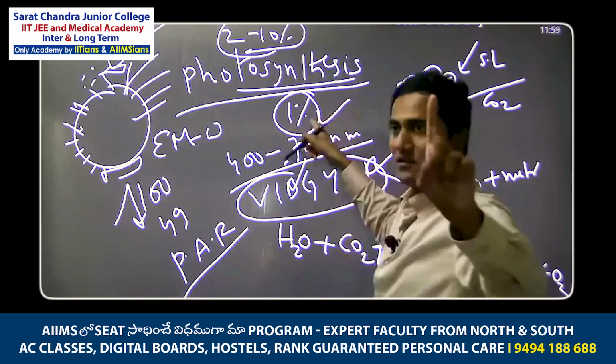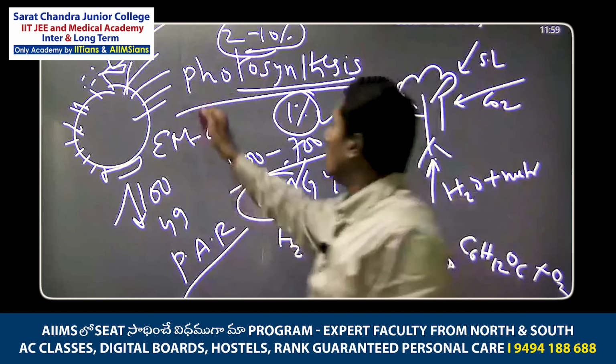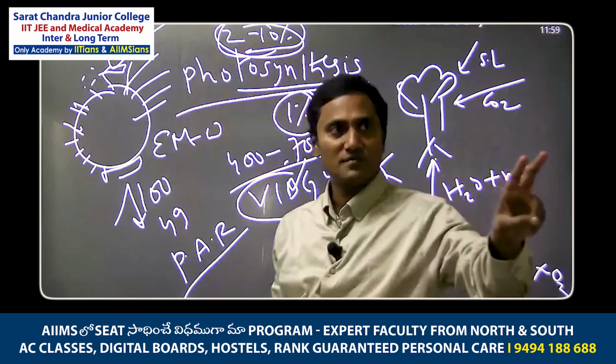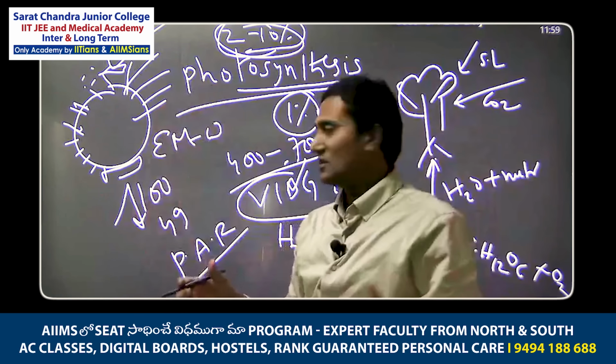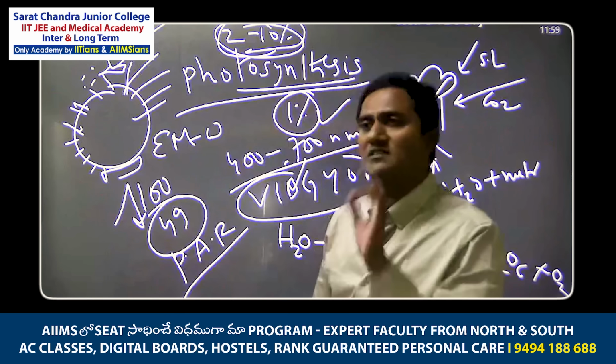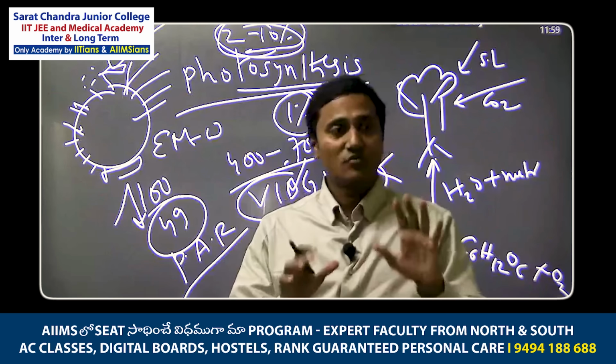This is one bit. Of all the sun rays falling on the Earth, only 2 to 10% are actually falling on the plants. This is one bit. Of all the sun rays falling on the Earth, regarding visible rays, only 50%, less than 50%, is photosynthetic radiation. So you should know about photosynthesis, okay?